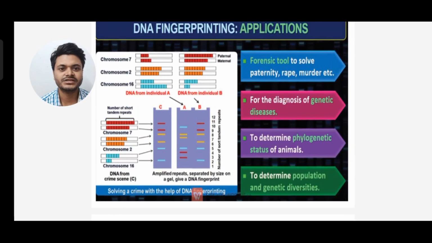Here you can see solving a crime with the help of DNA fingerprinting. You can see chromosome 7, chromosome 2, and chromosome 16, paternal and maternal. There is DNA from individual A and DNA from individual B. From the crime scene we have obtained chromosomes 7, 2, and 16. Amplified repeats separated by size on a gel give a DNA fingerprint. You can see the matches: C is matching with B.